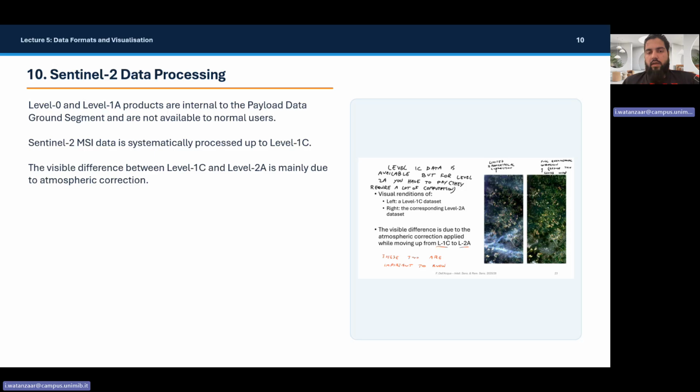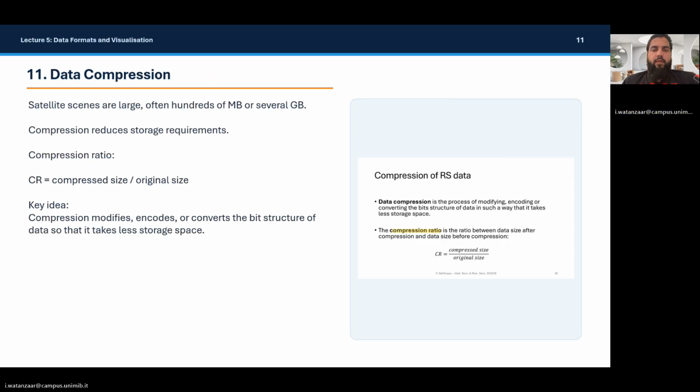If we have the level 1C data of the top of atmospheric correction, we can easily find the bottom atmospheric correction. After the bottom atmospheric correction, we can find the reflectance of the bottom of atmosphere, or BOA. So this is how the data has been processed and made available to the final users. The data is available to users from level 1C of Sentinel-2.